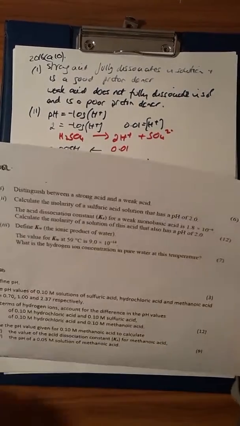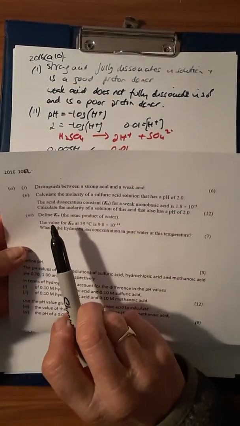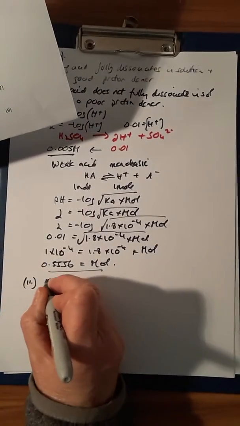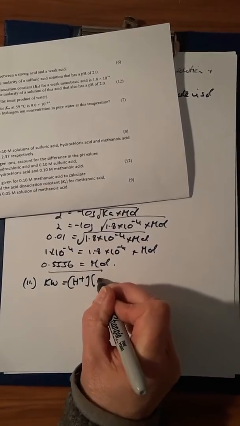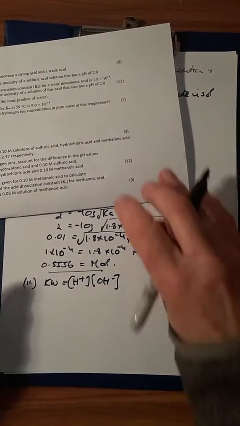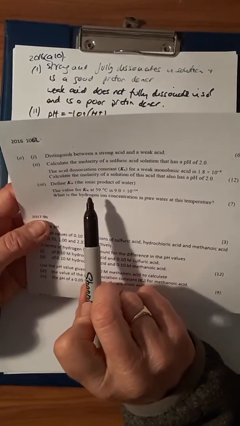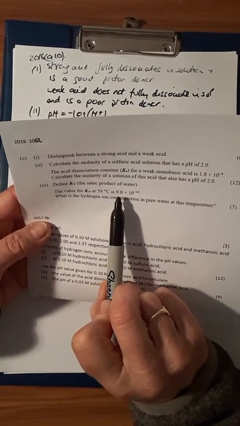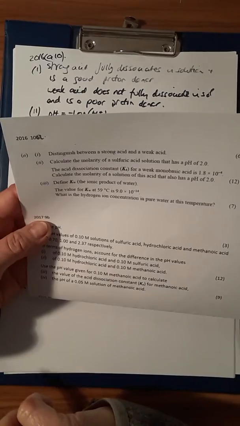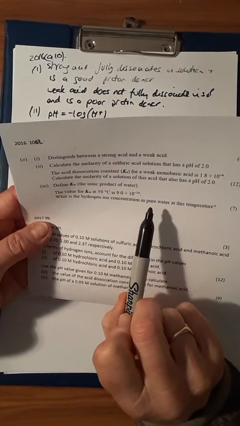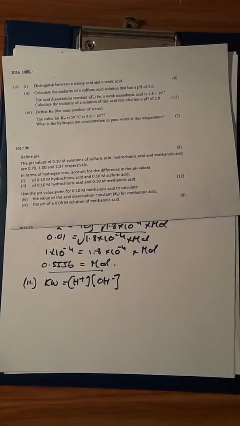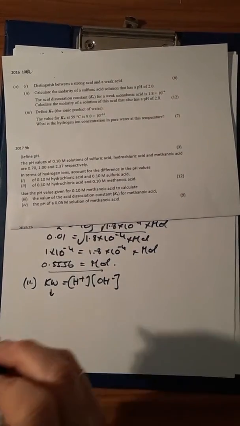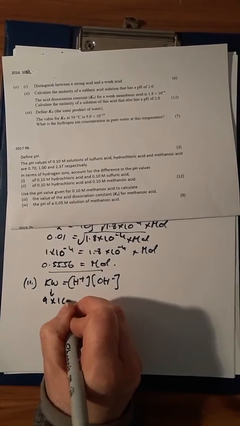Now, the last bit says, define Kw, the ionic product of water. Okay, so the third part would be Kw is equal to H plus concentration by OH minus concentration. The value for Kw at 59 degrees is 9 by 10 to the minus 14. What is the hydrogen ion concentration in pure water at this temperature? Okay, so I know what the Kw is. I'm told that the Kw in this case is 9 by 10 to the minus 14.